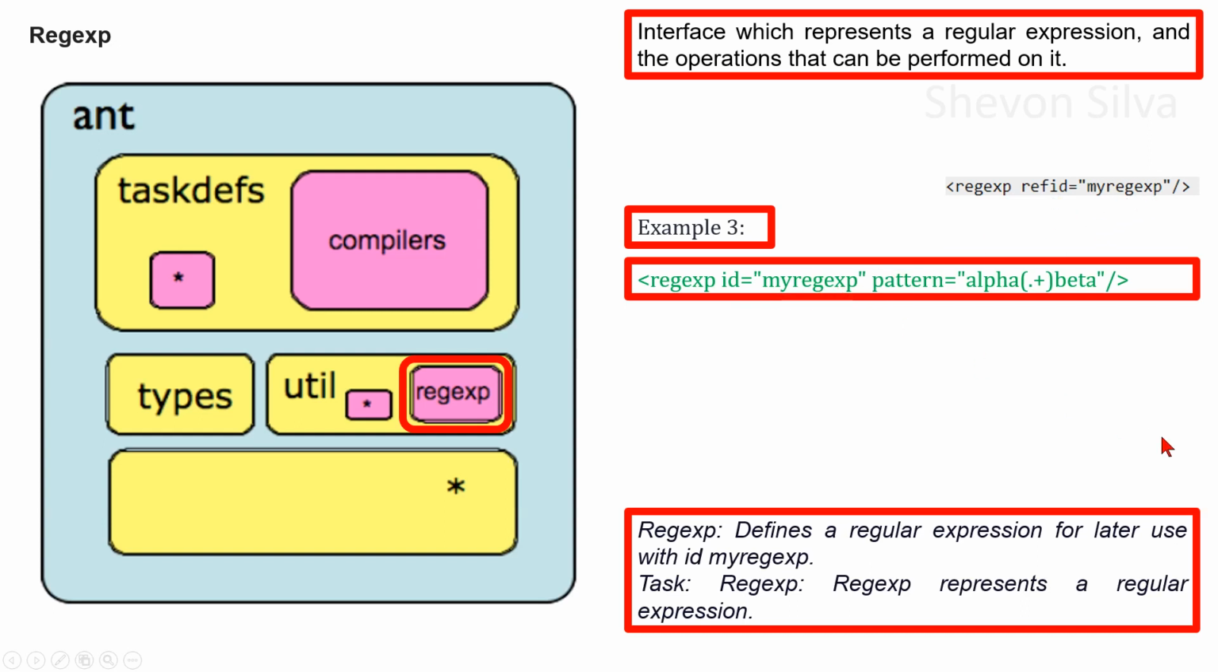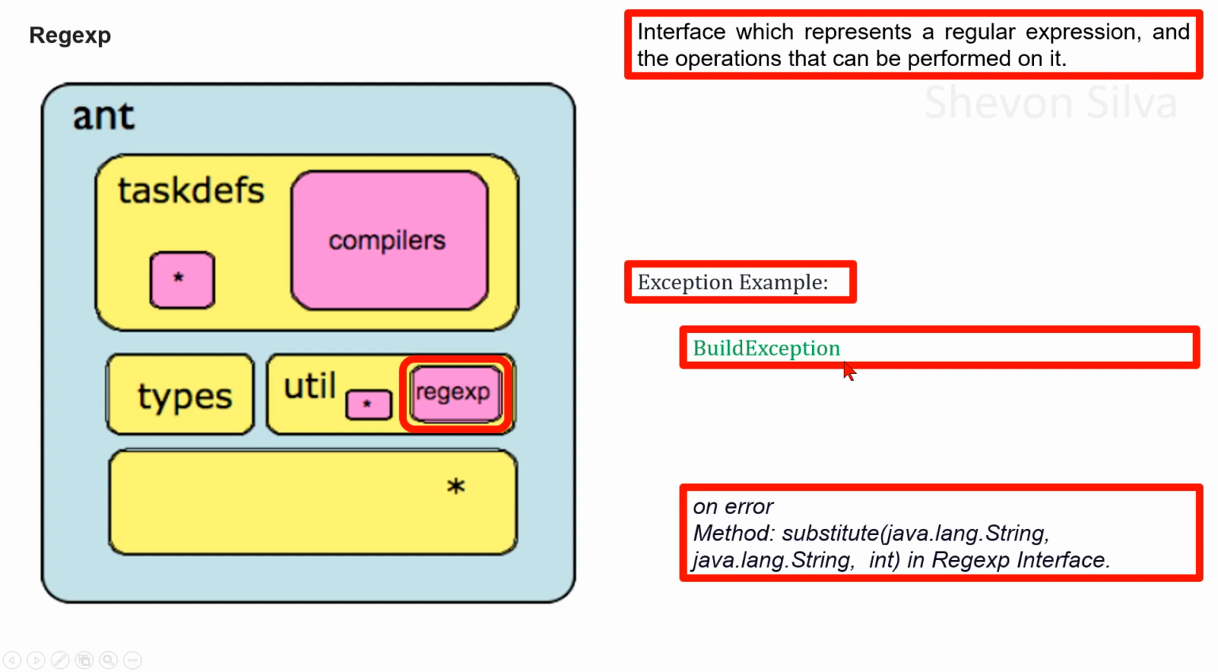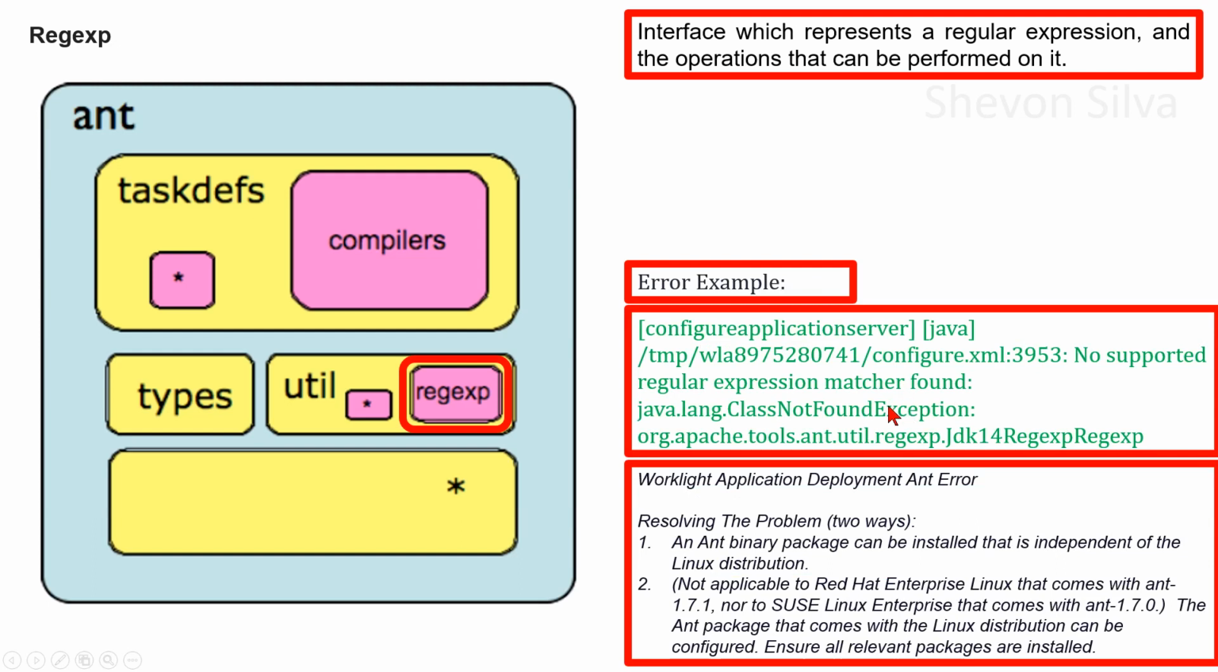As an exception example, we can consider BuildException in the substitute method in the Regexp interface. This exception occurs on error. As an error example, we can consider this one that occurred in a Worklight application deployment Ant error situation.